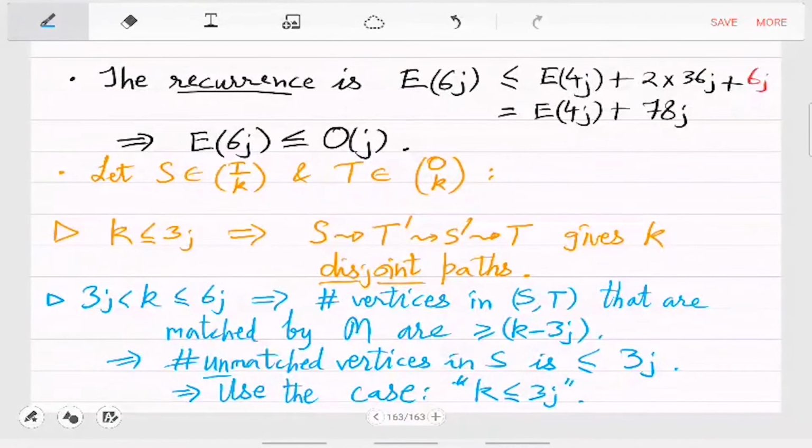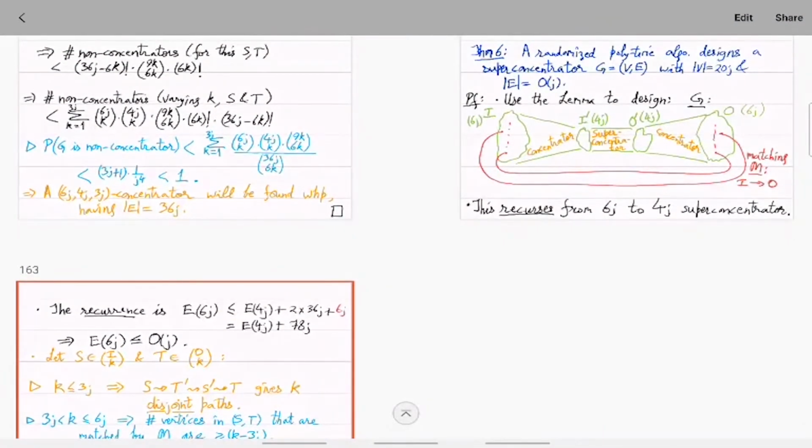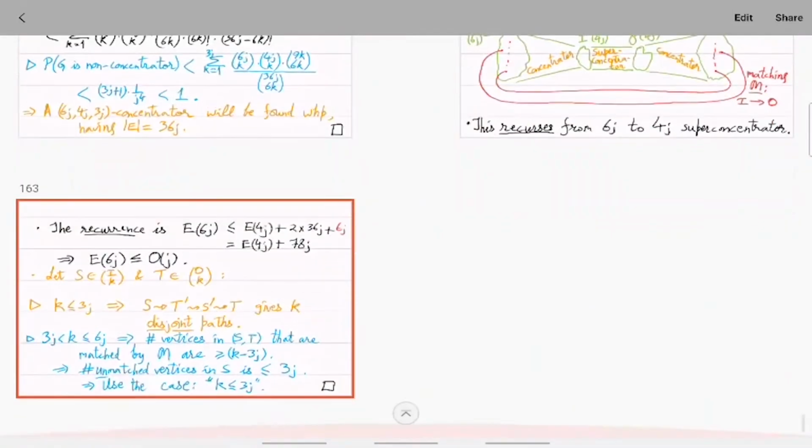Okay, so that will give you k disjoint paths overall from S to T. So this finishes the proof. Once you have a concentrator, you also have a superconcentrator by this construction, and it's linear sized in terms of j. It's an infinite family, and this can be produced or generated by a randomized polynomial time algorithm.